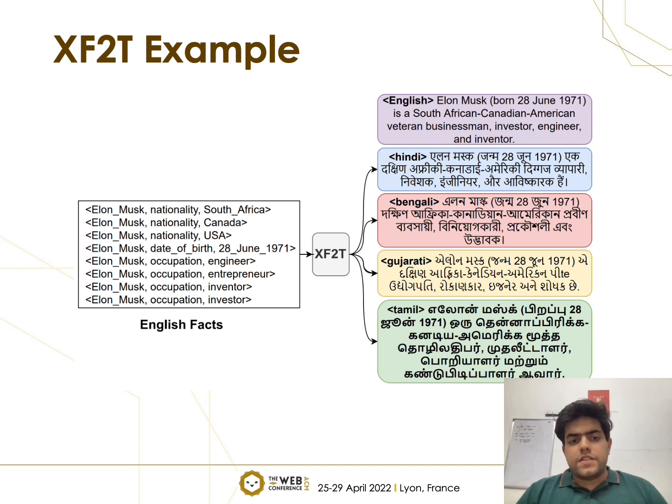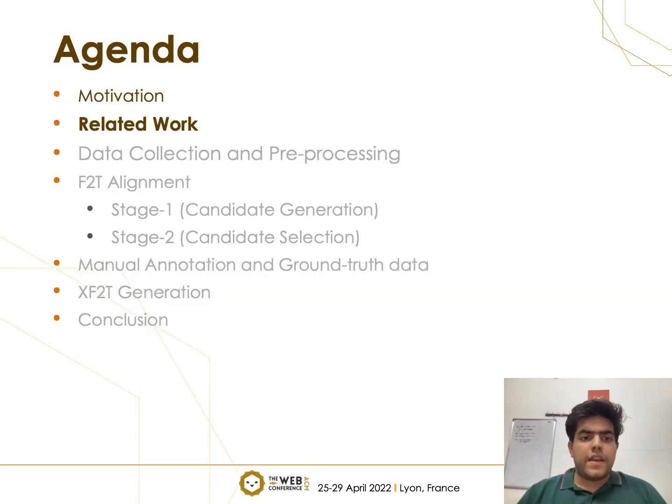As you can see, this is an example from our dataset. On the left, there is a set of English facts which have been aligned with sentences from various languages on the right. English facts about an entity Elon Musk are aligned with the following sentences that come from different Indian languages. Next, we talk about related work.